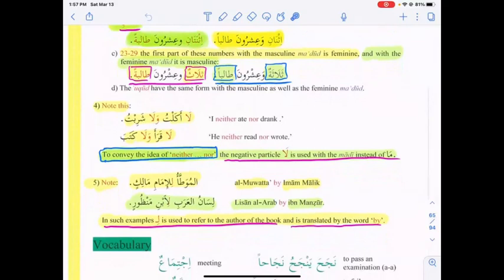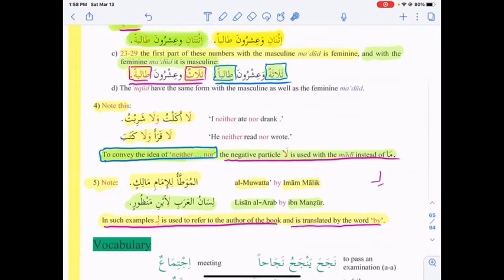So here there is another thing, and that is the use of li. We know li is a harf jar, but not here. When you want to say something about an author, then you also use li. We understand it only when the context tells us that it is the author. Al-Muwatta'u. Now this is the name of the book. Did you get the idea? Al-Muwatta'u li-imami Malikin. It is by. So here li means by. It means the author is Imam Malik.